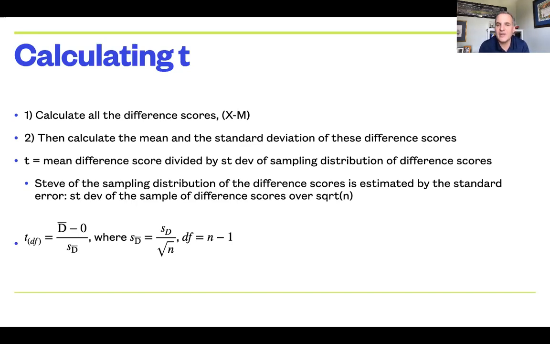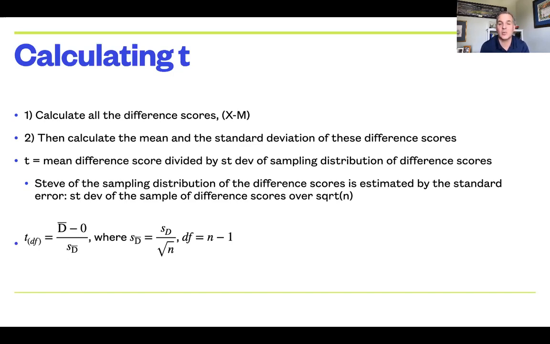And our degrees of freedom for this t-test is just going to be n minus 1. So again, this is also a difference between this and the independent samples t-test, where the degrees of freedom was n minus 2. Here it is n minus 1. So then we just do it as we do any other t-test.